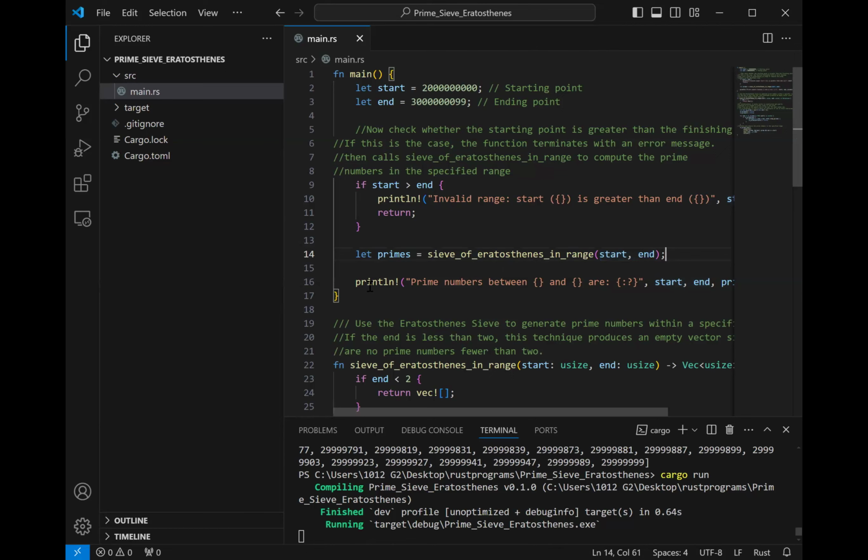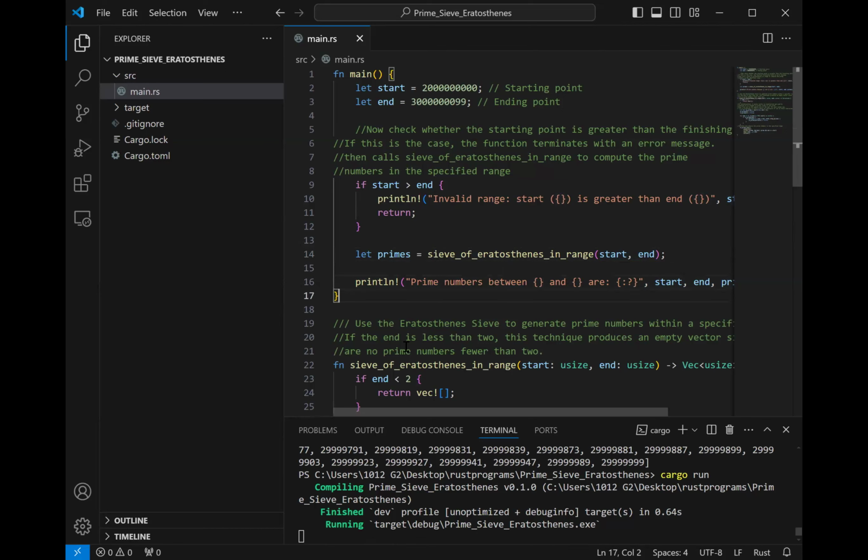Now, supposing the start point and the end point are okay, then this is what it will print. It will print that the prime numbers between the start point and the end point are, and it puts them in brackets.